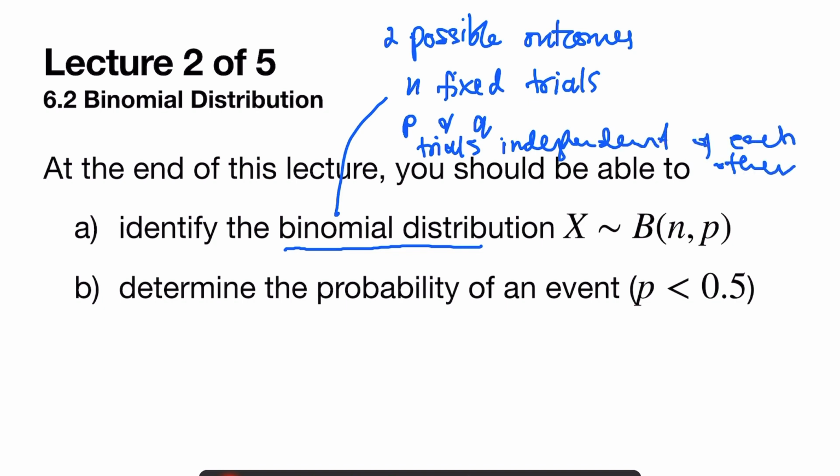So these are the characteristics of your binomial distributions. The easiest way to recognize the binomial distribution is by looking at the two possible outcomes. So what we're going to do today is learn how to determine the probability of an event for binomial distributions, especially for P is less than 0.5.